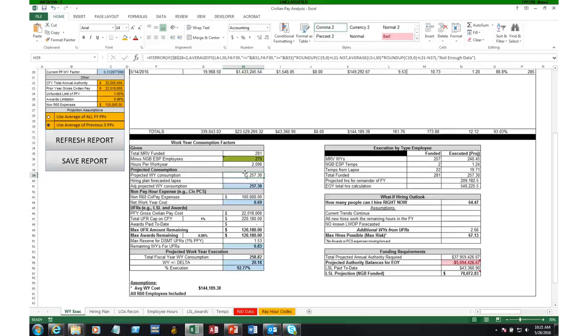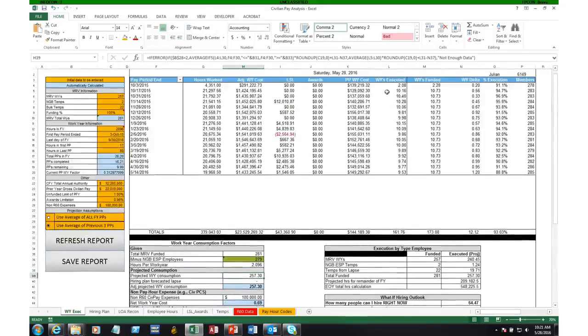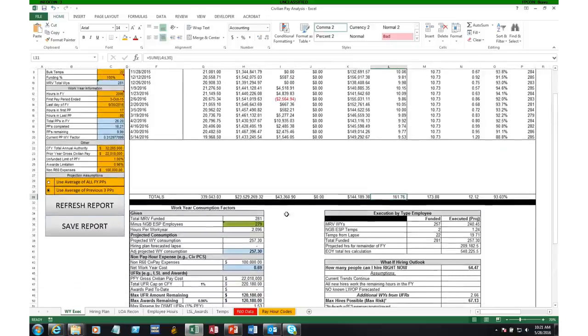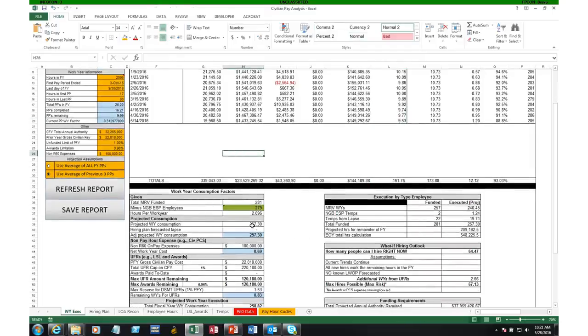So what this is, projected work year hours. This is going to be a function of work years executed, so the total number we've already done for the year. And because I'm using the average pay periods for the last 3, I'm going to be taking this average, 9.68, times that 9.9, and adding it to my 161.76. So it's what's happened already plus what I think is going to happen. That's going to give me my projected.